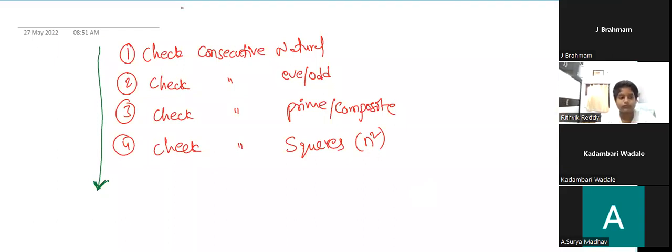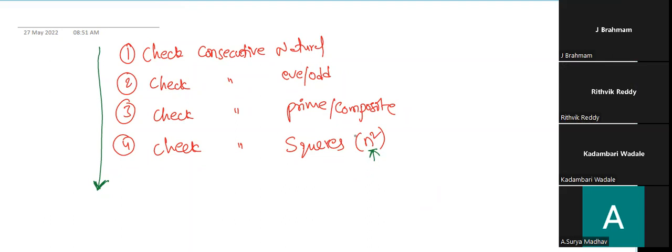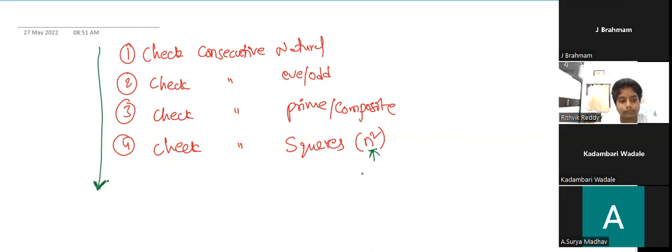But what number can be substituted in place of n? What can be n here? N square is the pattern. We have identified all the given numbers are perfect squares. That n can be a natural number or even number or odd number or a prime number or a composite number, or it can be another square number also. Okay. Clear?